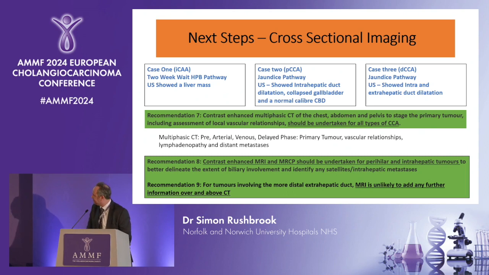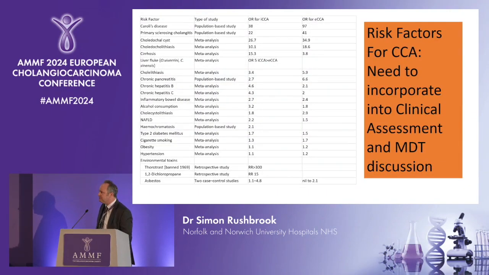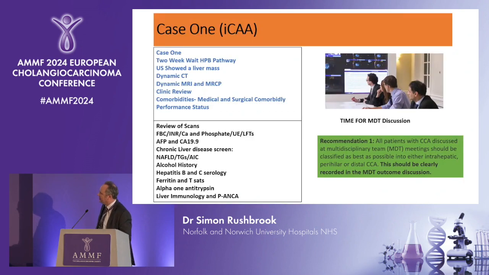But for distal cholangiocarcinoma, we felt that MRI at the start of the pathway didn't add anything else in addition to multiphasic CT. Now, as Professor Khan's already said, there are many risk factors for cholangiocarcinoma, and what we've tried to emphasize in the guideline is the importance of looking for those at your initial assessment, looking for risk factors as well as taking a very detailed history, looking at a patient's comorbidities, looking at their performance status, and where your tests show you to date.